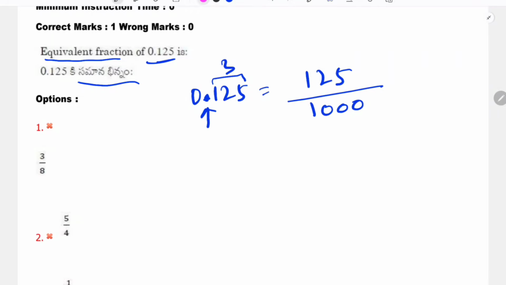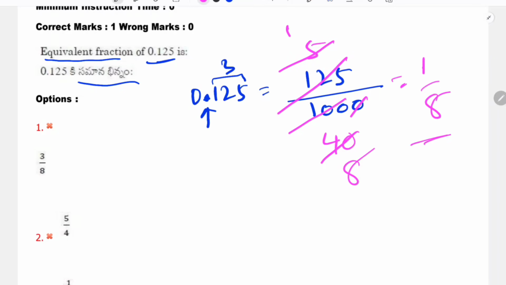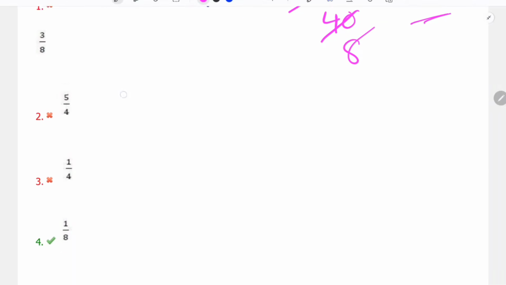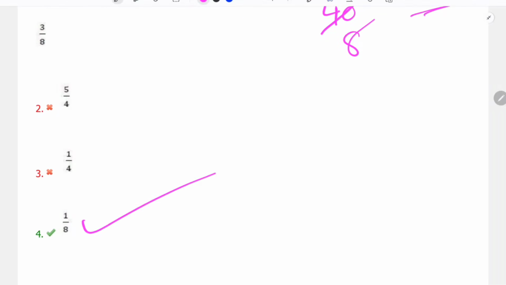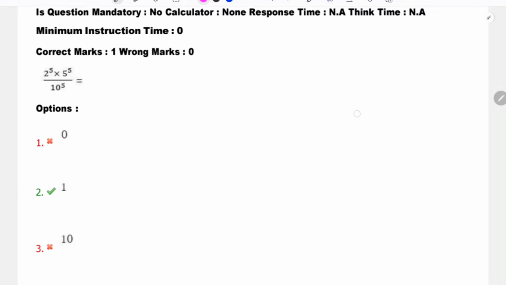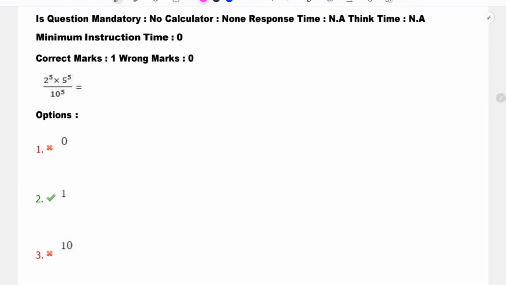Now simply cut. I will cut directly. 5 5s are 25, sorry, 25 5s are 125. 25 4s are 100, and this 0. Then 5 1s are 5, 5 8s are 40. So 1 divided by 8. 1 divided by 8. So this is the correct answer. Next question. What is that here?